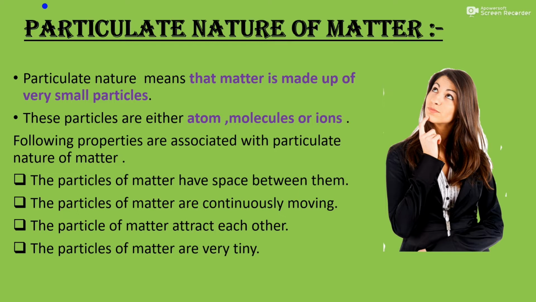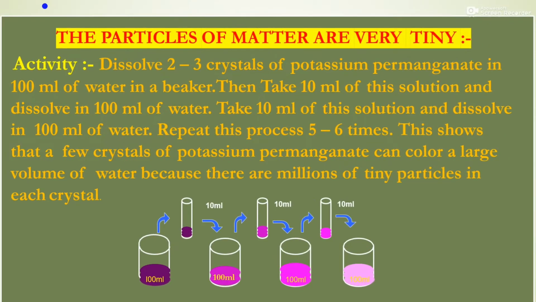The following properties are associated with the particulate nature of matter. One, the particles of matter have space between them. Two, the particles of matter are continuously moving. Three, the particles of matter attract each other. Four, the particles of matter are very tiny. Tiny means very small. So how can we prove this? By experiment. So here is an activity.